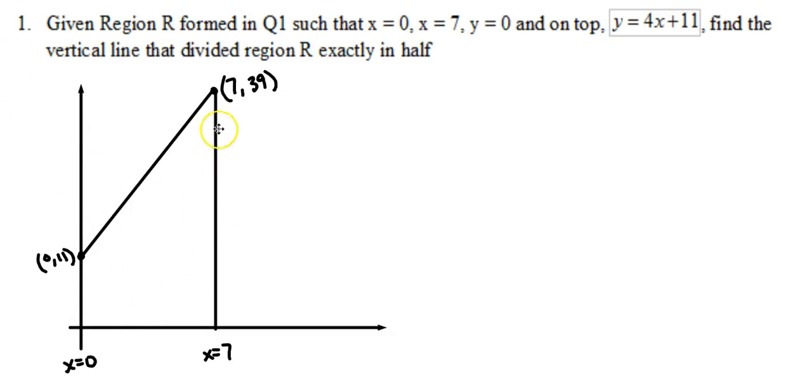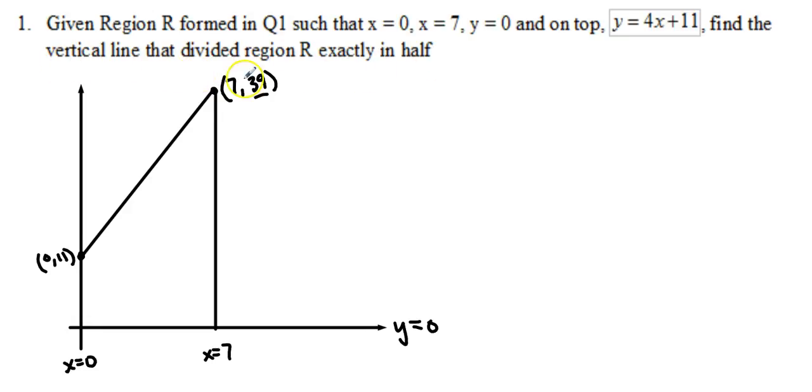Here's x equals 0, that's your left bound, here's your right bound, and here is y equals 0. And then here's our line, y equals 4x plus 11. All I did was plug in when x is 7 to figure out what the y component, or coordinate I should say, is of that particular point. So here's our diagram.